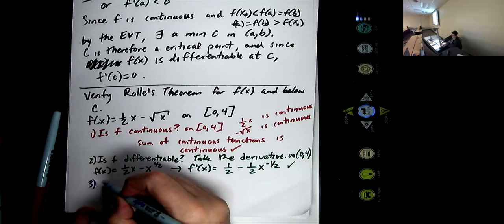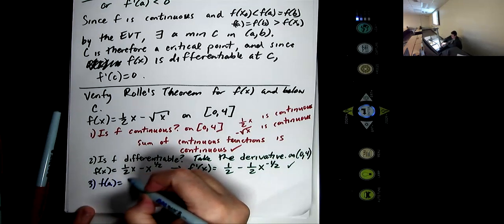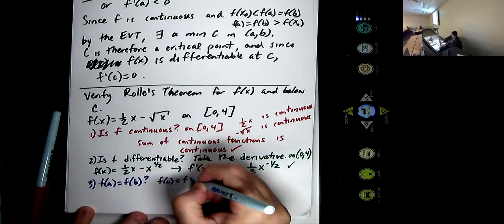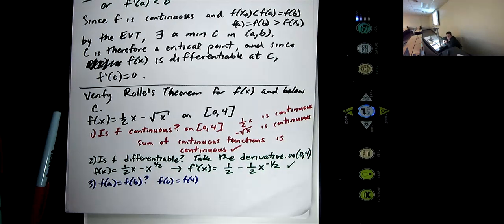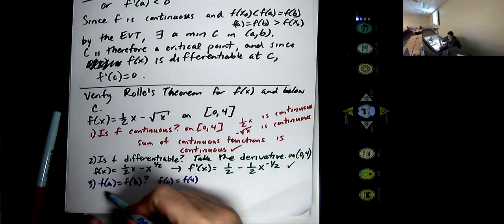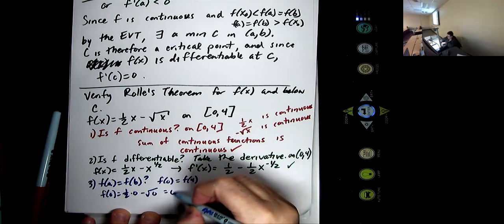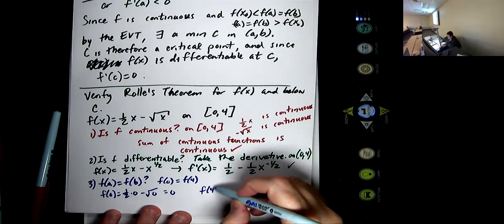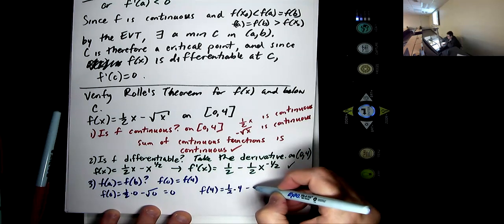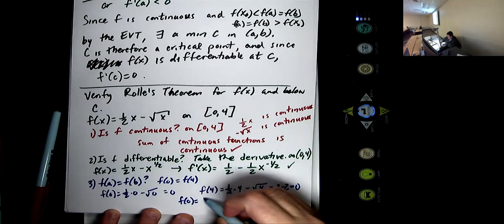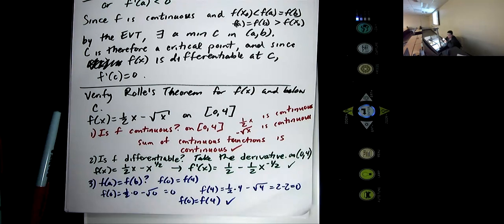Finally, third thing, does f of a equal f of b? Or in our case, does f of 0 equal f of 4? f of 0 is 1/2 times 0 minus the square root of 0, which is 0. f of 4 is 1/2 times 4 minus the square root of 4. 2 minus 2 equals 0. So f of 0 equals f of 4. And we met all three requirements.